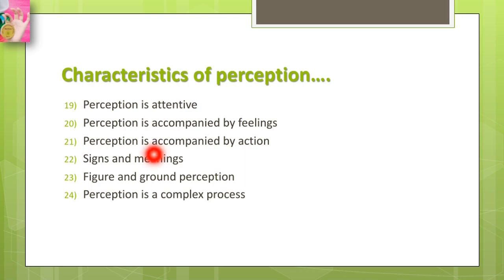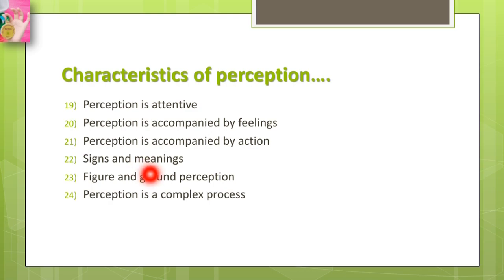Then about signs and meanings, sometimes we perceive merely a sign of some fact, but we perceive the fact. We interpret the meaning of a sign and we perceive an object. For example, we perceive a friend on hearing her voice, and this is because the sound of her voice is a sign of her being present.